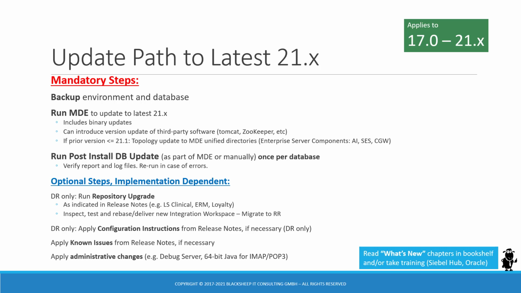And you also should discuss with your team what administrative changes are necessary to get to the latest 21.10. So the more versions you are spanning, like one year of versions spanning, like if you come from 20.10 to 21.10, you sure have something to do, like enabling the debug server on the development environment or setting up the 64-bit Java if you use any IMAP or POP3 outbound integration.